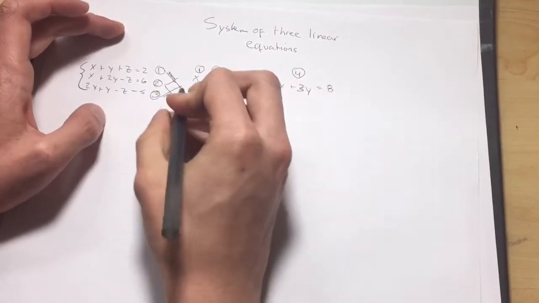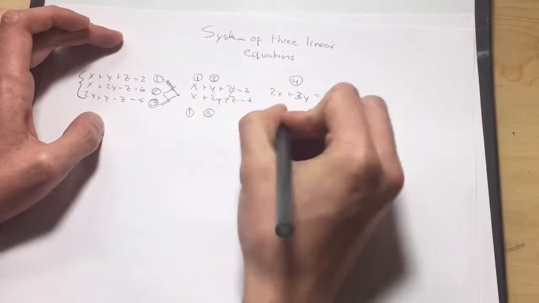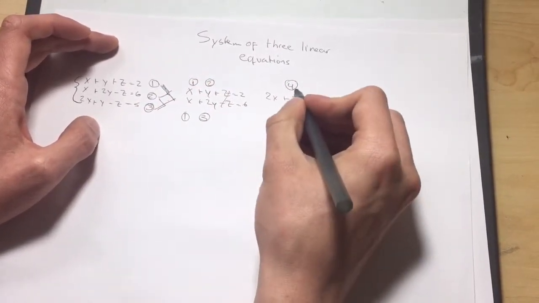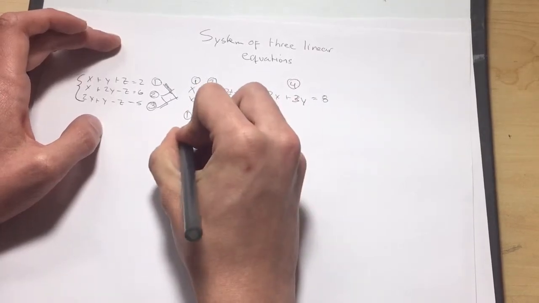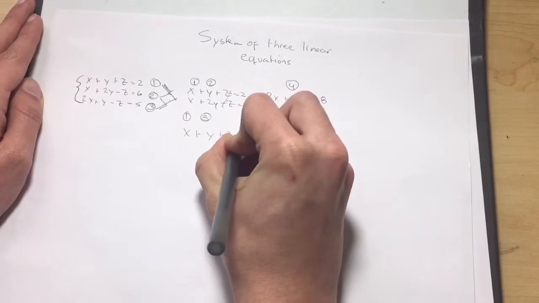So now I'm going to choose equation number 1 and equation number 3, and I will cancel out the same variable that I canceled for equation number 4. So we write them again. x plus y plus c is equal to 2.